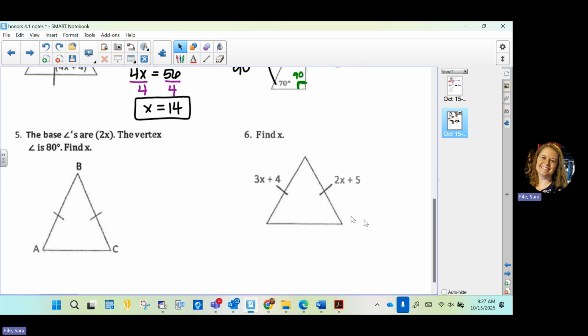All right, 5 is base angles are 2x. The vertex angle is 80. Find x. So again, this is knowing that vocabulary on the front. If you don't know which ones are the base angles and which one's the vertex angle, you may not know how to label this triangle. So based on the tick marks on the sides, the base angles are going to be here and here because they're the angles across from those.